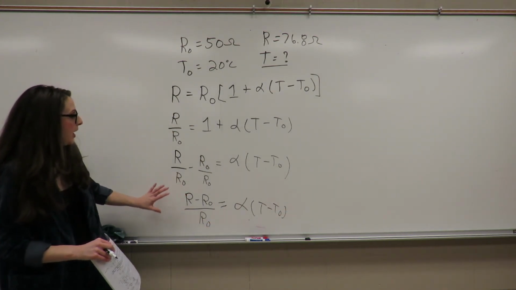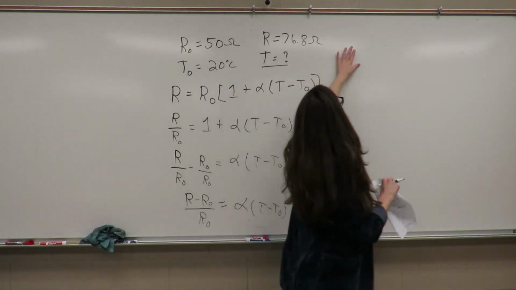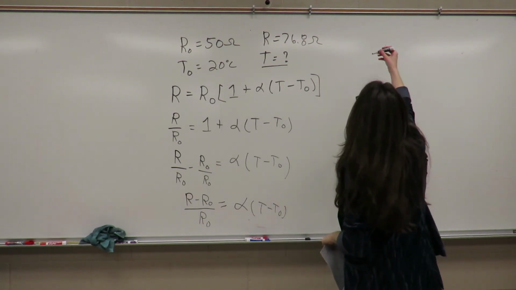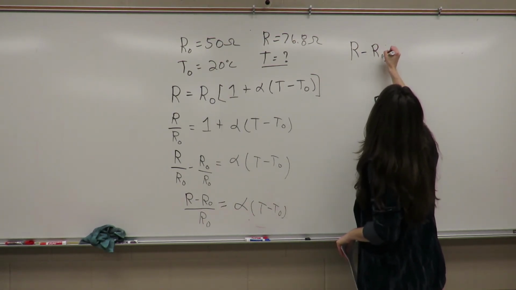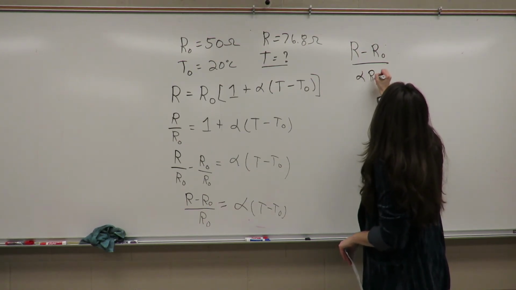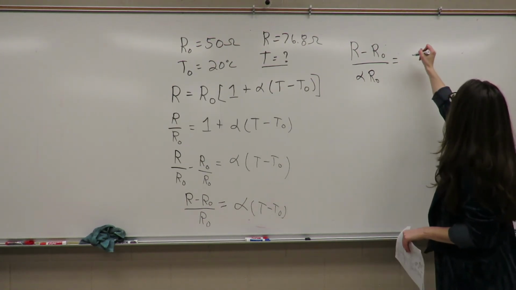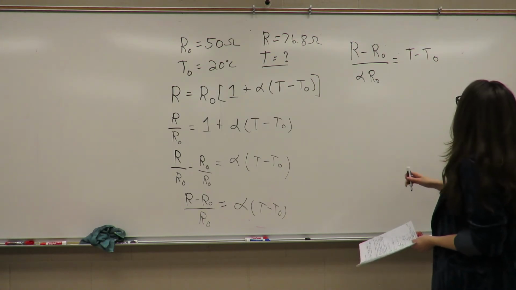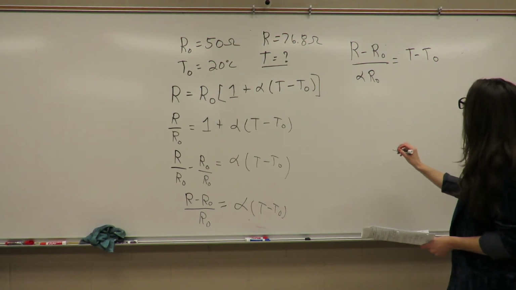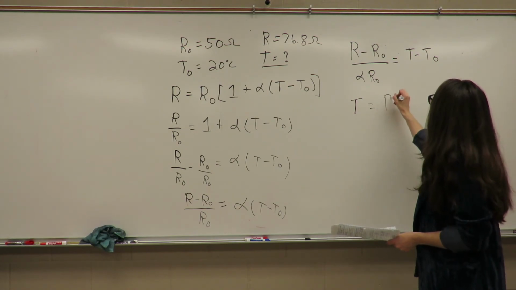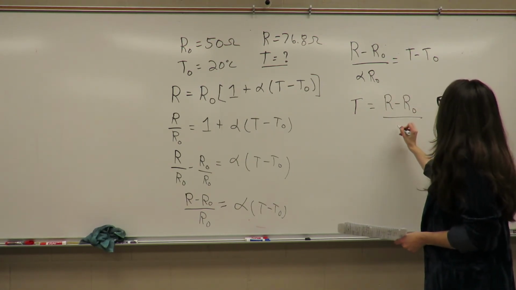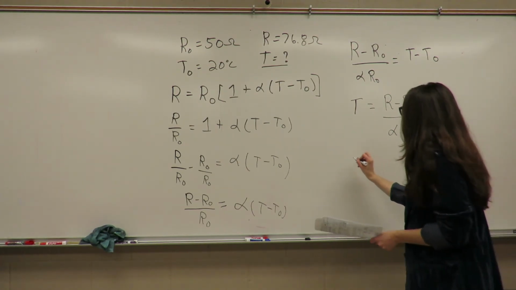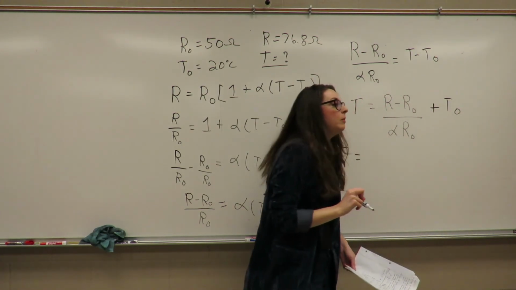Okay, so now I'm running out of room here. I'm going to take this equation over here, and now I'm going to divide both sides by alpha. So then I have R minus R0 over alpha times R0 equals T minus T0. Okay, and then I have one more thing to do. I just have to add T0 to the other side. So then we have T equals R minus R0 over alpha times R0 plus T0. Okay, so this will give us our melting point of indium.